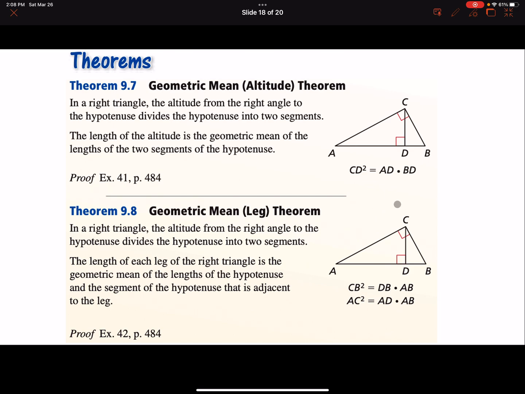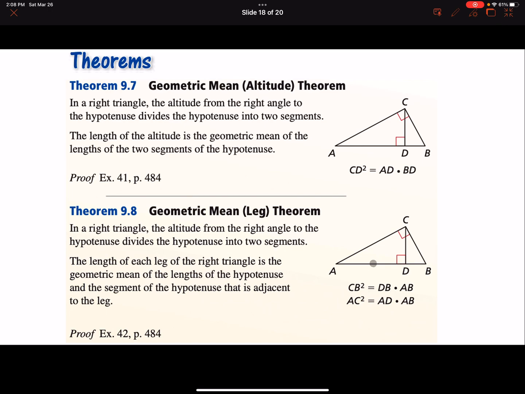Okay? And again, we're doing this to find these lengths. In the top one, we found the geometric mean between the two smaller segments that the hypotenuse was broken up into, to find the altitude. That's the only thing that I'm going to find if I multiply AD times DB. It's going to give me the altitude. The geometric mean between AD and DB is going to give me the altitude.